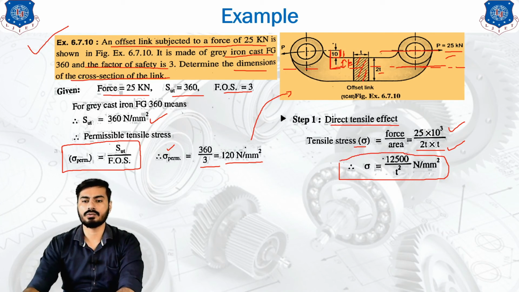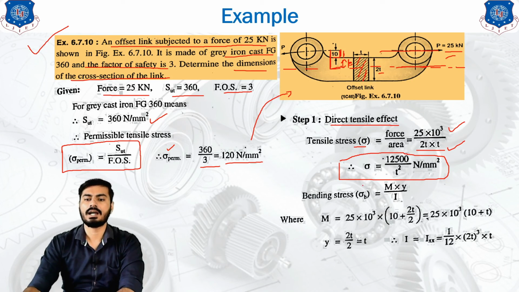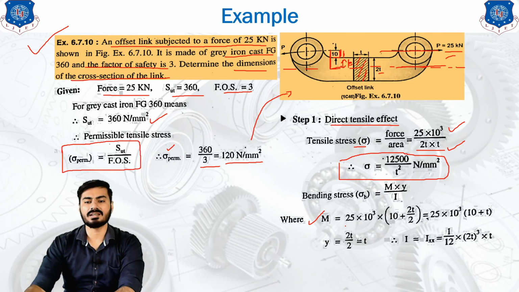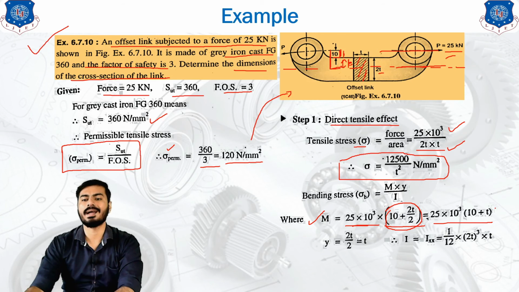Now we have already calculated the eccentricity E. Then we will calculate the bending moment M. Bending moment M is nothing but the force into eccentricity E. So this was the eccentricity, that is 10 plus t, and into the force will give you the answer in terms of Newton into mm.